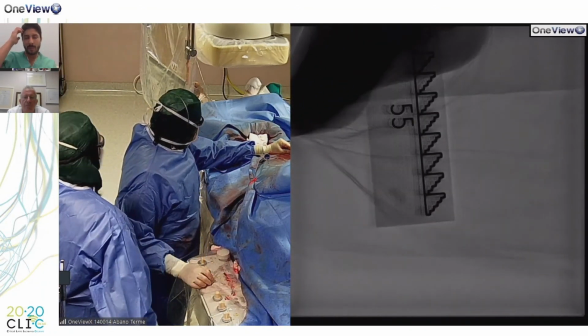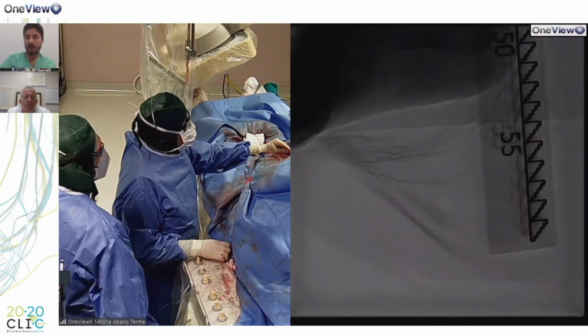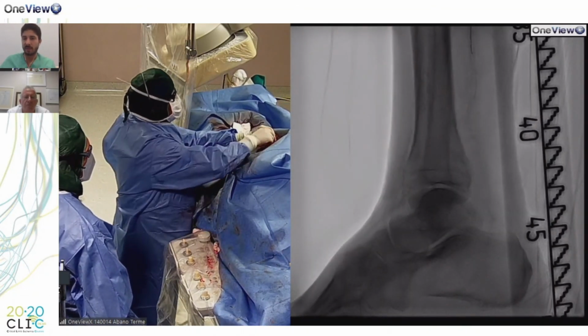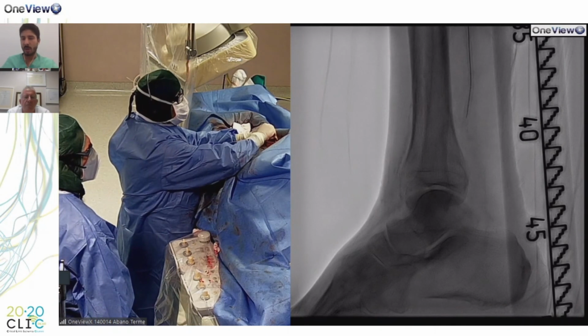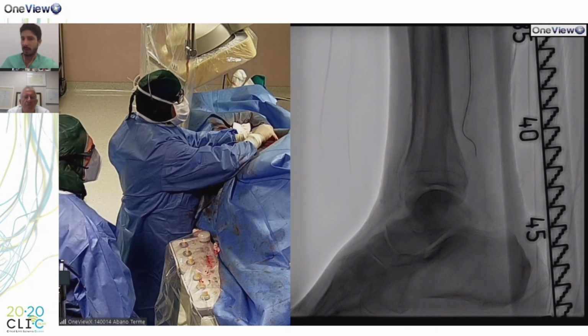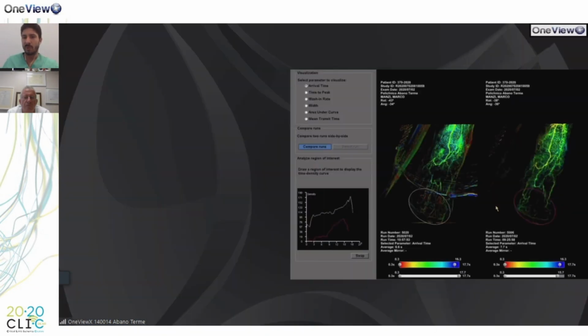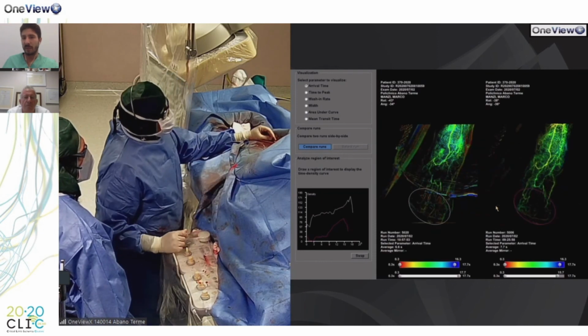Well, I personally believe, Marco, that in this type of very challenging case with heavily calcified lesions, you did a fantastic job, and the result is clear and evident because now you have direct blood flow in the anterior, and for sure you also improve the inflow through the popliteal artery.